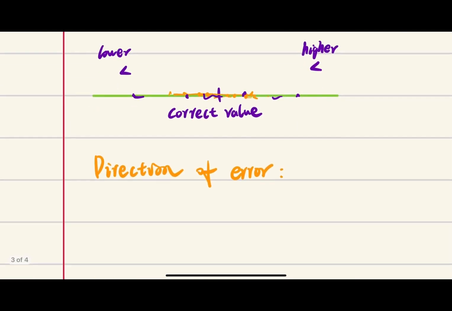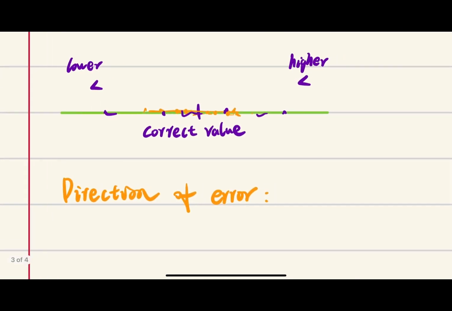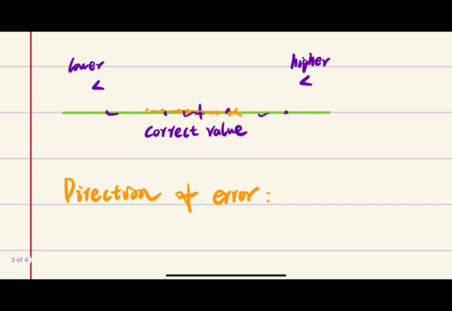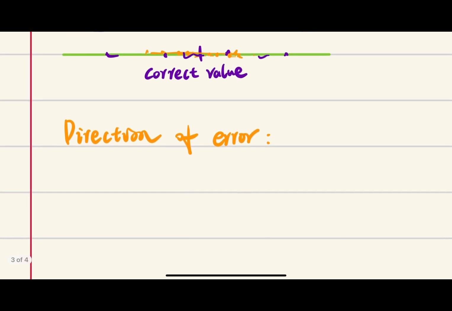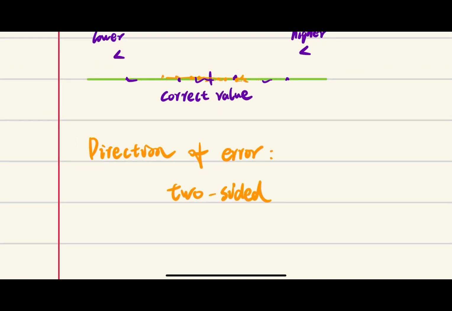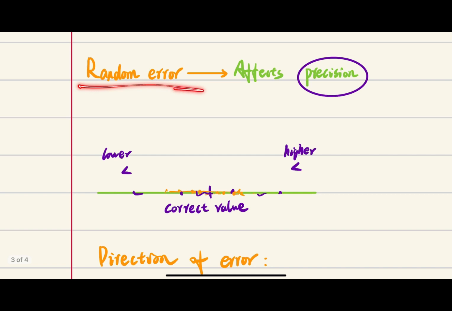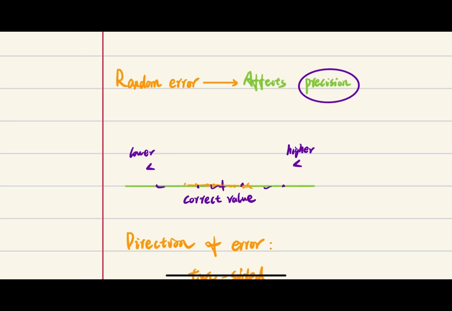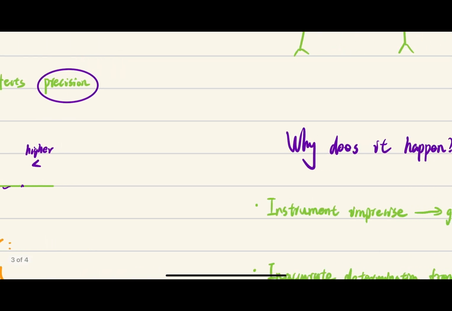Okay, and here is another idea, the direction of error. Here, we have observed that random error can be higher or lower. Higher or lower, you don't know. It's completely random. So in this case, it's two-sided. It's a two-sided error because the value that you're getting can be higher or lower. You don't know. And that's what I mean by random error. It's totally random. You don't know whether it's going to be higher or lower. But what you know is that this error is caused by you. It's your fault. Yeah.